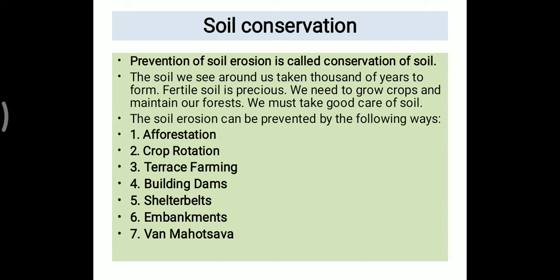So students, we can conserve soil from being eroded by the following steps: afforestation, crop rotation, or we can say cover crops, terrace farming, building dams, shelter belts, embankments, which is also known as building bunds, and Van Mahotsav. So children, we can prevent soil erosion by all these methods. Let us discuss these methods one by one.